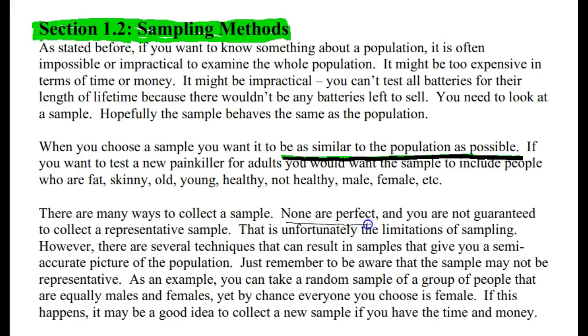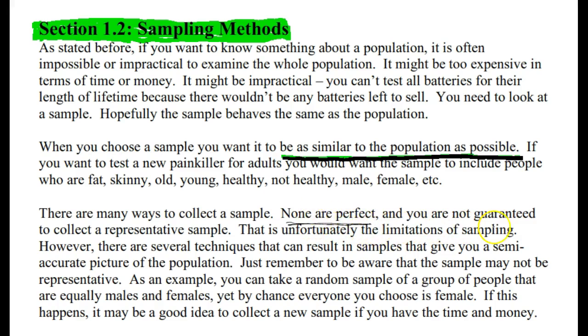None are perfect. Okay? So at the end of the day, when we start learning about inferential statistics, we're going to find we're never going to be able to say that we're 100% confident in the things that we're about to say about the population, but they will be pretty good educated guesses, and we'll see why that is as we get into those sections later.